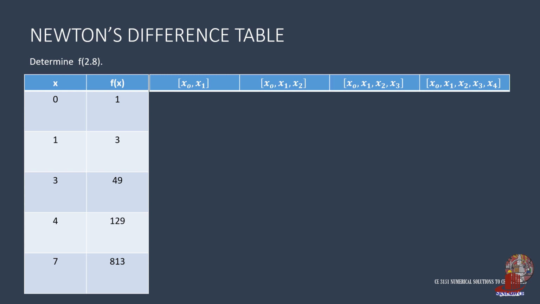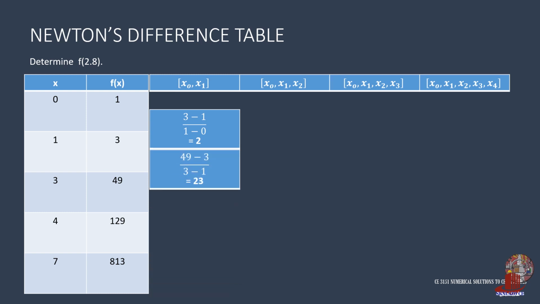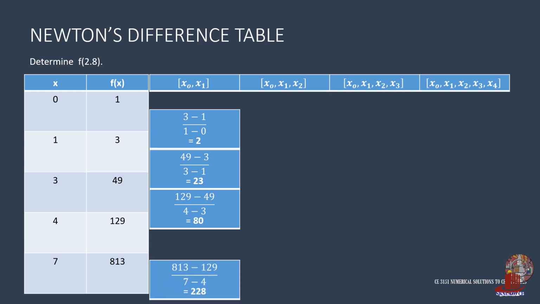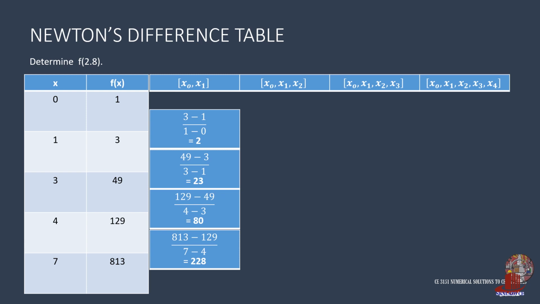So we start with the first column on top, giving 3 minus 1 all over the x values of 1 minus 0. The next is 49 minus 3 all over 3 minus 1. This is also followed by 129 minus 49 upon 4 minus 3. And then the last is 813 minus 129 all upon 7 minus 4.